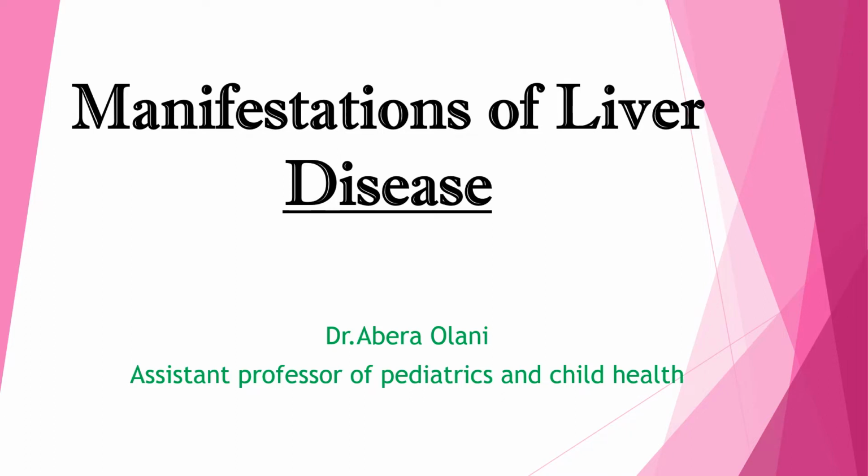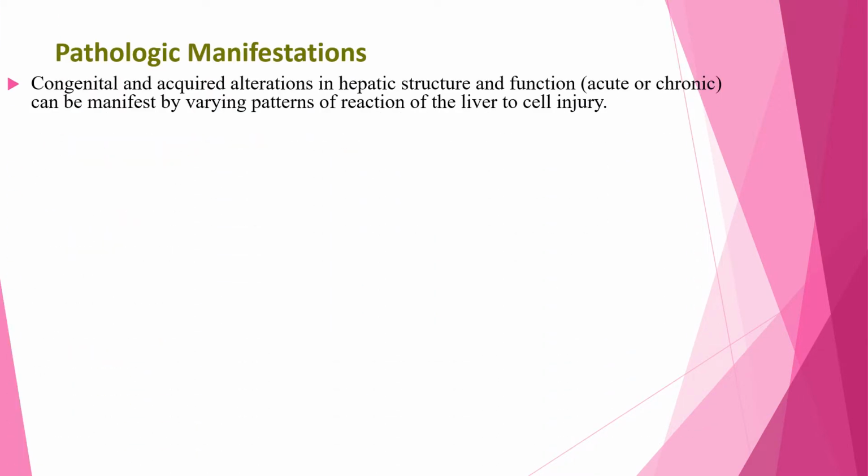Hello, today's lesson is about manifestations of liver disease. When we see the pathologic manifestations of liver disease, congenital and acquired alterations in hepatic structure and function, acute or chronic, can be manifested by varying patterns of reaction of the liver to cell injury.